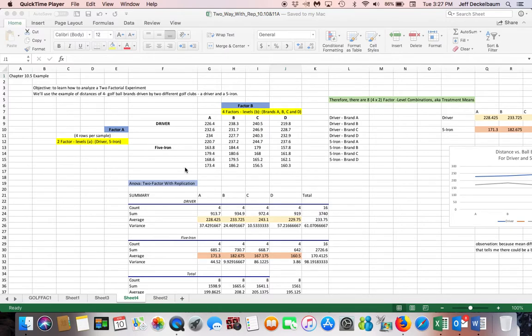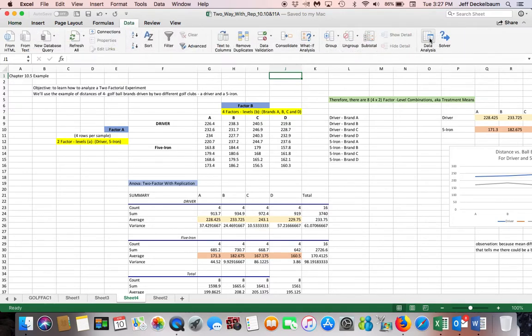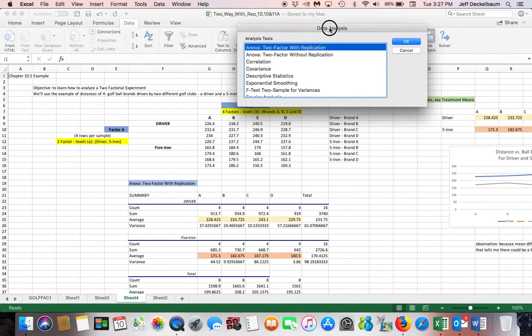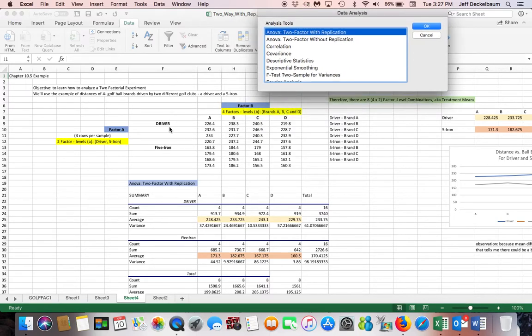And the 5-iron also with 4 rows per sample. Step 1 is we're going to run the data tool pack using a 2-factor with replication. Number 1, it's a 2-factor experiment. We have factor A representing the golf clubs, factor B representing the golf balls, but because we have 4 rows per sample of data, we have replicates. So we're going to use this function.